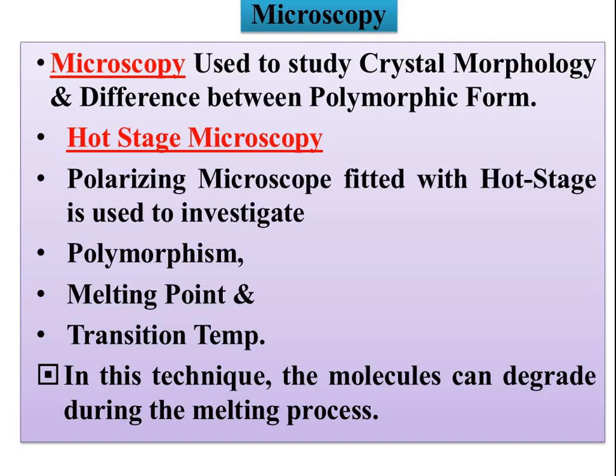Here we can use the simple microscope to find out the morphological as well as other characterization of the crystal, as well as check the difference between one polymorph and another in case of its morphological character. Now hot stage microscopy is a little bit more modern type of microscopy. The microscope with a fixed hot stage is used to study the crystal. Generally hot stage microscopy is utilized to study polymorphism, melting point, and transition temperature.